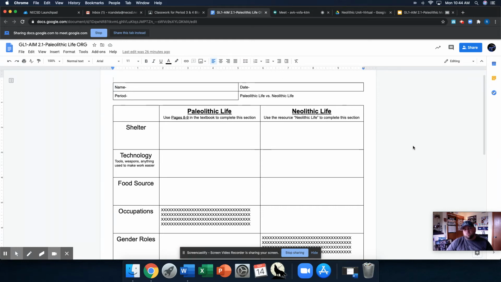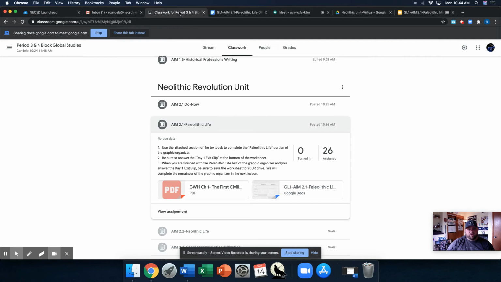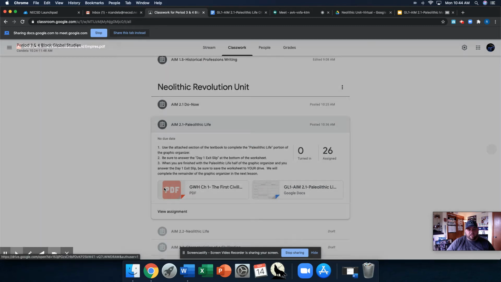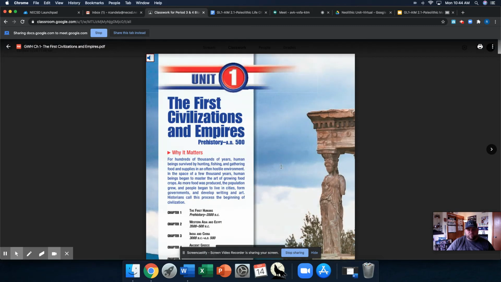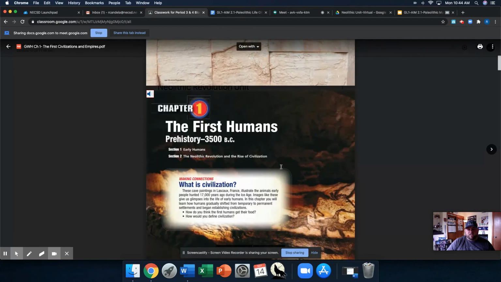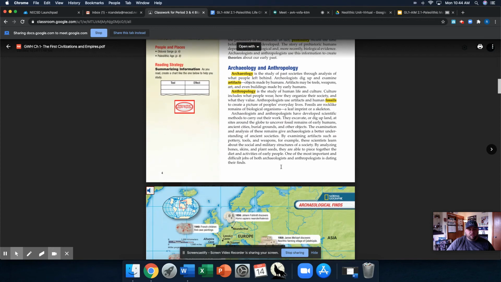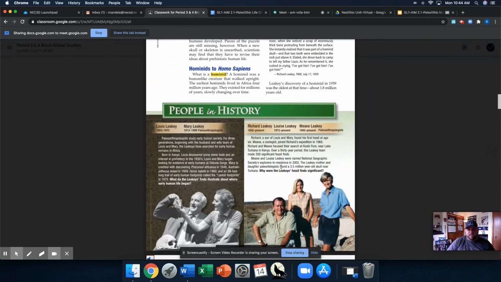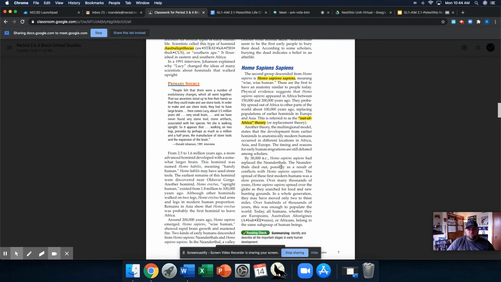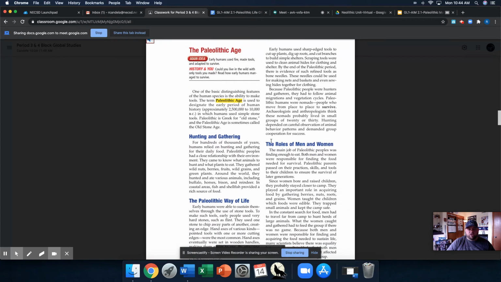So essentially we're going to use two different documents. We're going to start with the Paleolithic side. For Paleolithic life, we're going to use the section of the textbook that I've provided here in this PDF. You all have read privileges for this, and we're going to use pages 8 and 9. It says it on the worksheet, so you don't have to remember that. But if we scroll to page 8, this is where we will start to come across the information that we're looking for here.